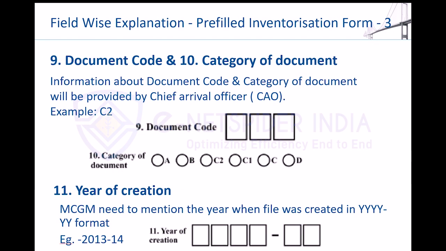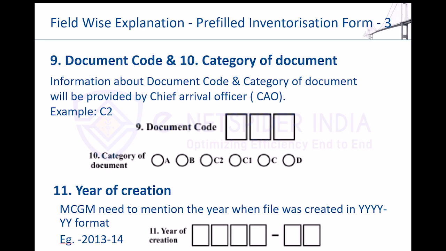Fields 9 and 10 talk about document code and category of document respectively. In case you have a document code mentioned on your document or the folder that you've been taking care of, mention it here or else leave it blank. Now we come to field number 10, which speaks about category of document.